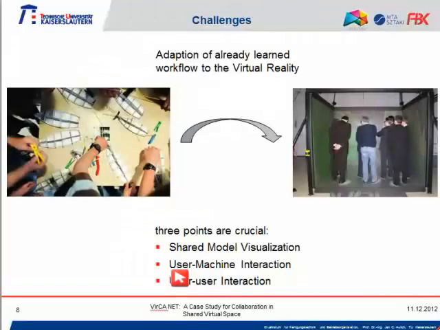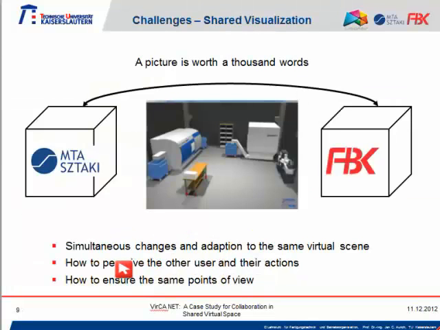They could interact with user-machine interaction, and they could interact between users itself. So these three points are identified as crucial for this adaptation of the workflow. These three points are crucial for the later application in the VircaNet framework. To go a little bit deeper into these three crucial points we try to tackle with the VircaNet deployment, I'd like to go on now.